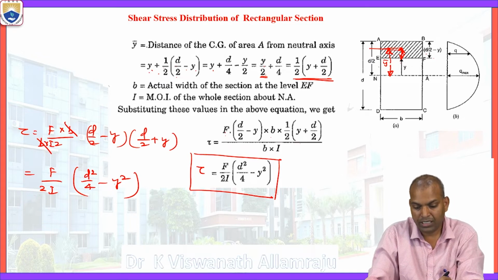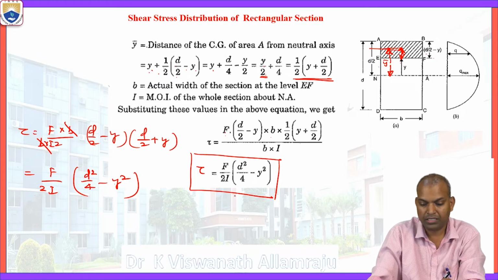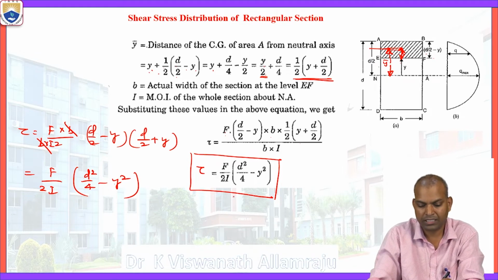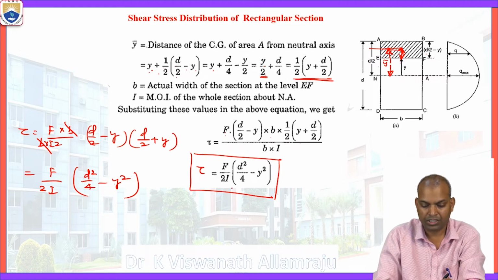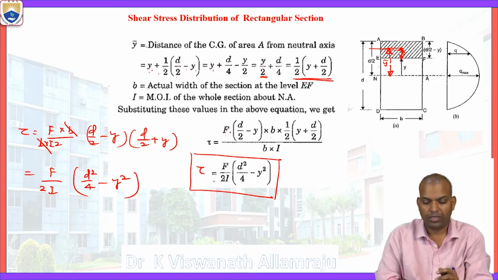Now here what is d? D is the depth, y is the distance of EF from the neutral axis, and I is the moment of inertia of the section, that is the rectangular section. This is the generic formula.